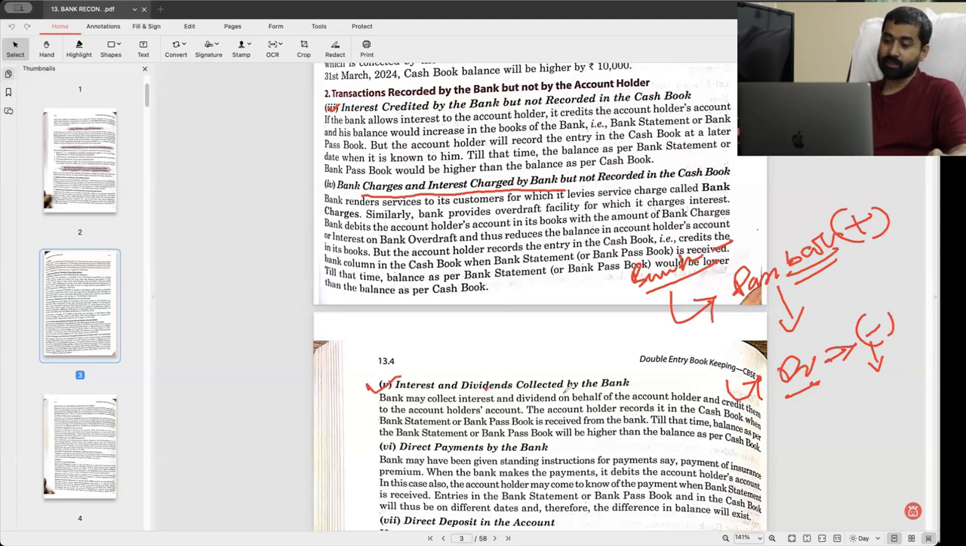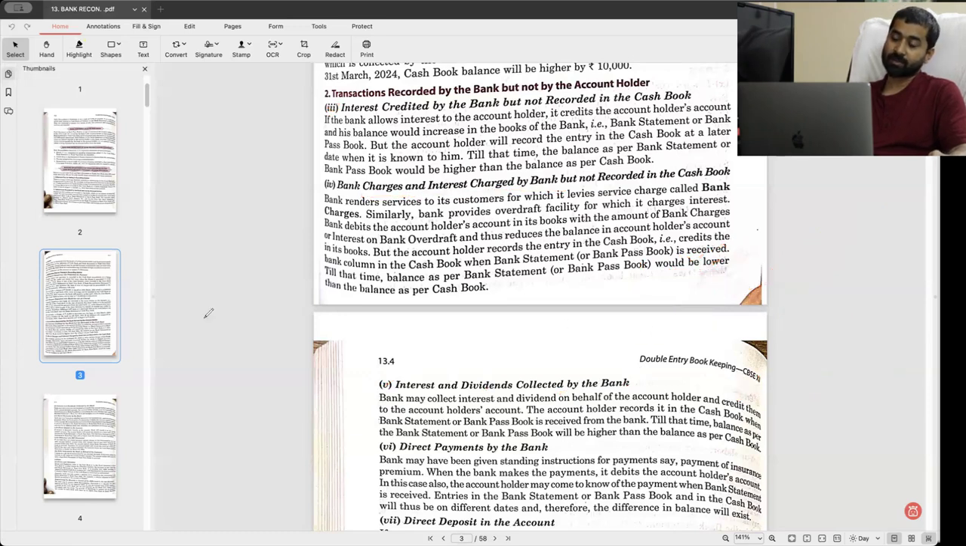Next, interest and dividend collected by the bank. Yes, you have invested in some places or some company, and from that some dividend is collected on your behalf. Dividend collected means the passbook is already credited. Correct? But you don't know. So you have not debited yet. That means the cash book is not added yet. That is also another point.